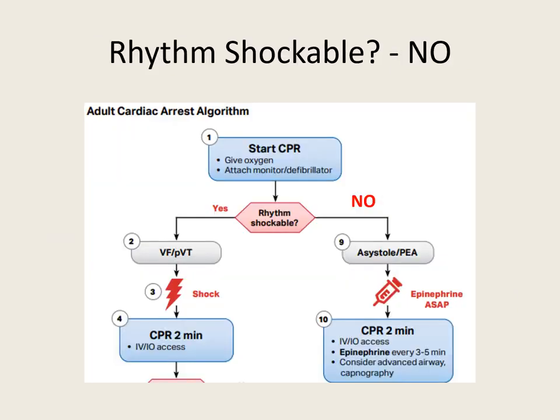All right, we've started our CPR. We've got our O2 hooked up to our BVM as we're giving breaths, and we've got our monitor or defibrillator in place. And we identify a shockable rhythm? No! So it's either asystole or PEA. If it's asystole or PEA, we go epi early. Get IV access and go epi early.